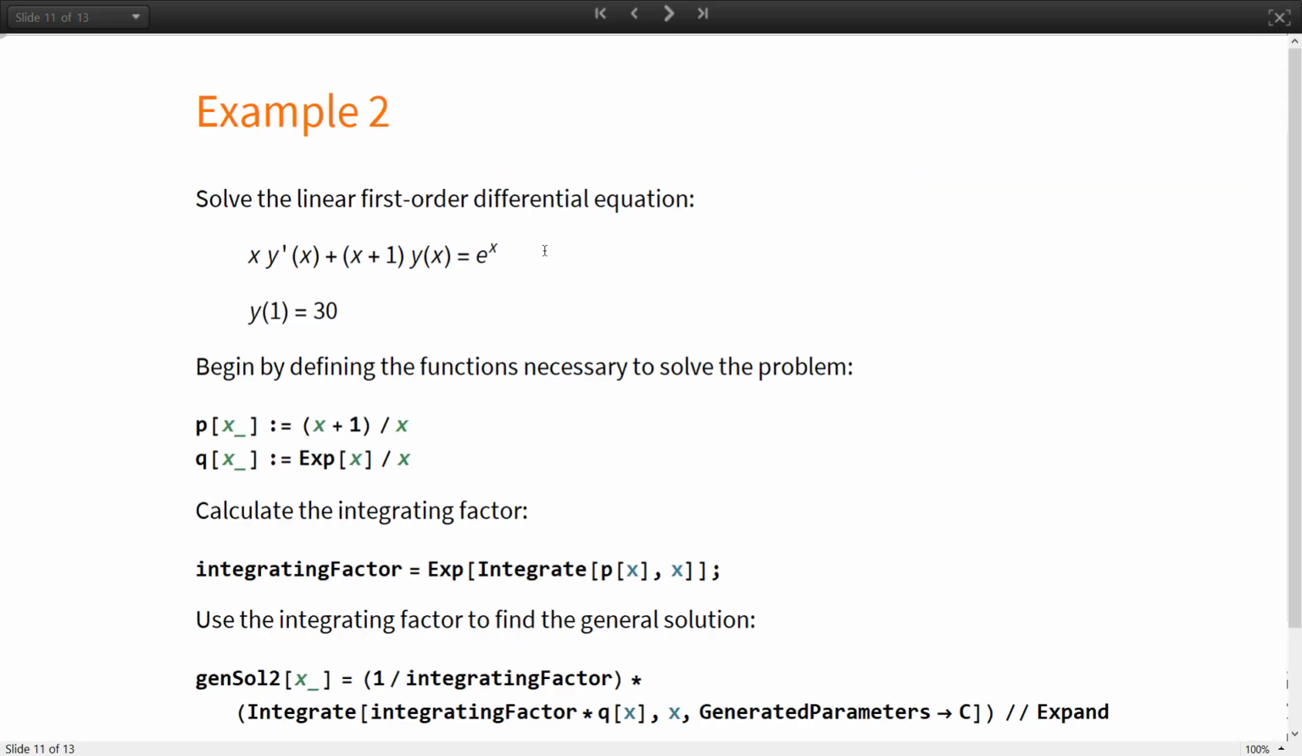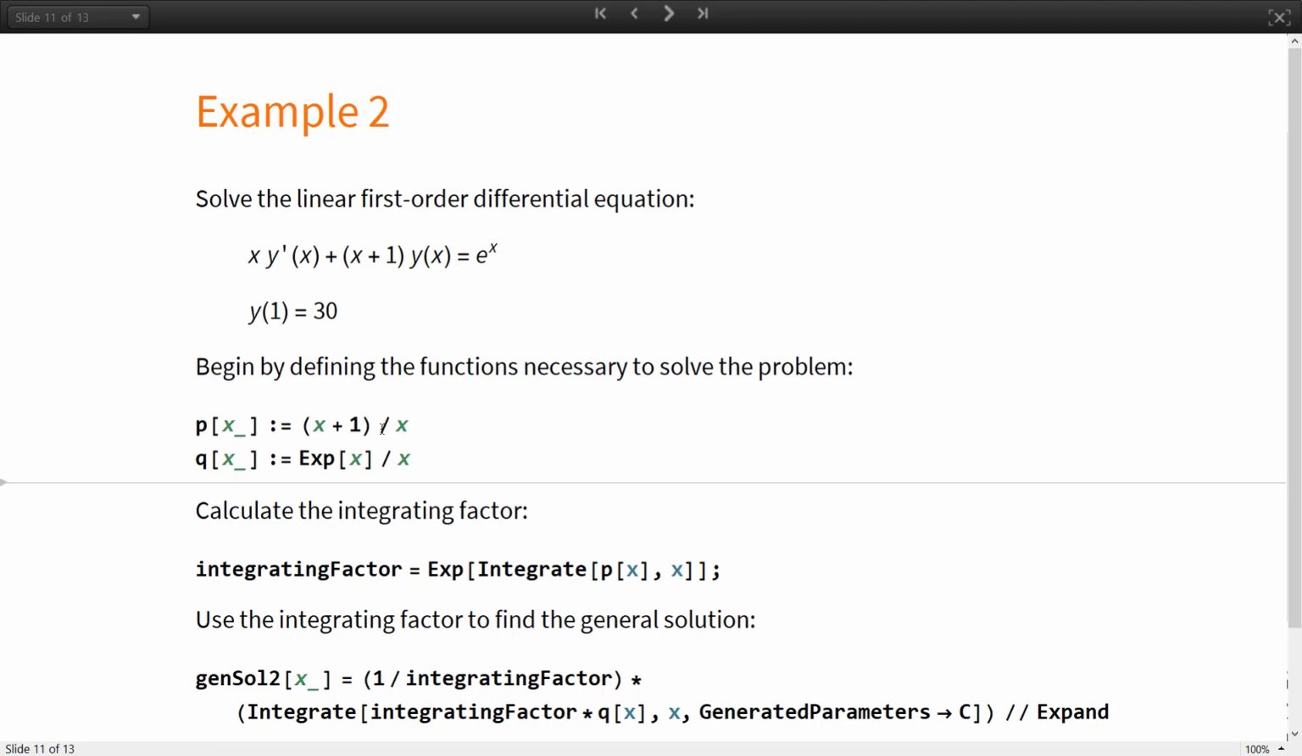Consider another first-order differential equation with an initial condition. In order to define the p of x and q of x terms, the y prime term must have the coefficient of 1. Therefore, divide the equation by x, then define the p of x and q of x functions in the Wolfram language.